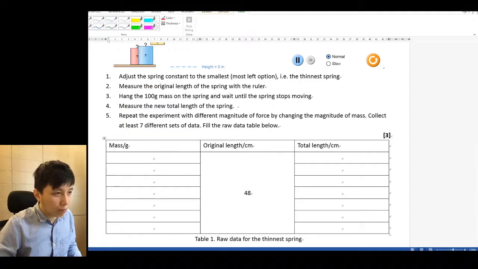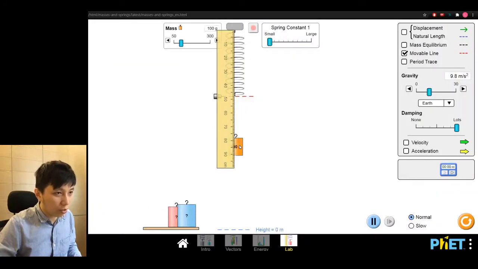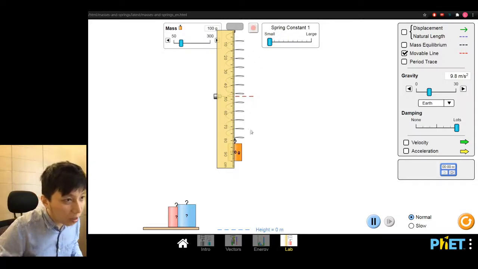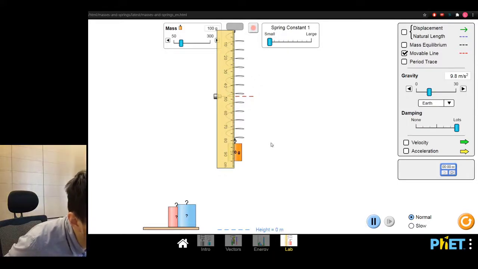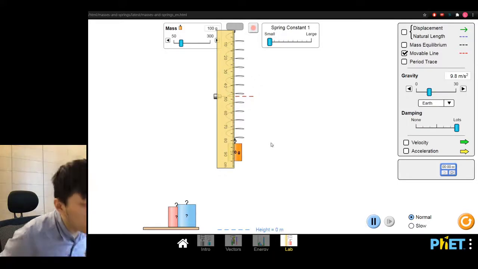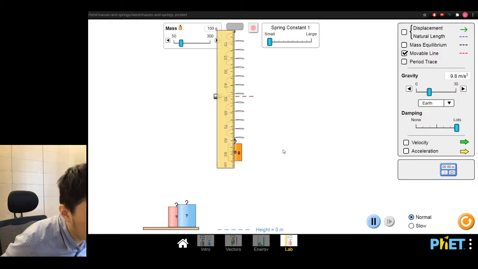And then we will start with the mass, which is 100 first. Okay, and now I think it's okay. Then I will be looking at here. I think this one should be, to be honest, 80.5. But I will take the closest interval, so that would be 80.